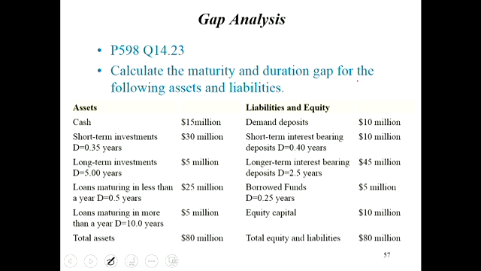Okay, we've got short-term interest-bearing deposits, duration of 0.4 years, 10 million of that. Should we include that on our list of rate sensitive or insensitive?